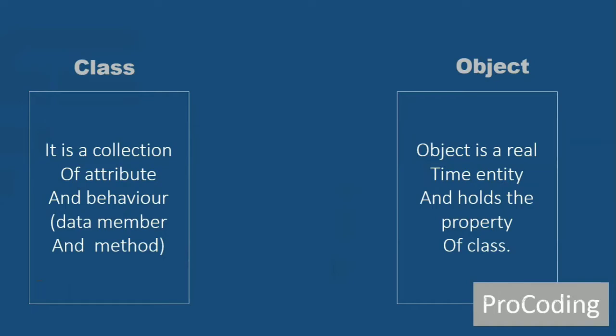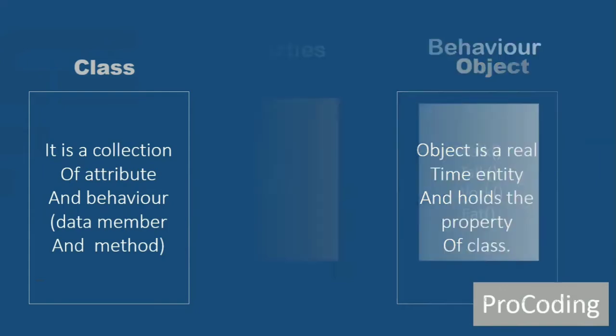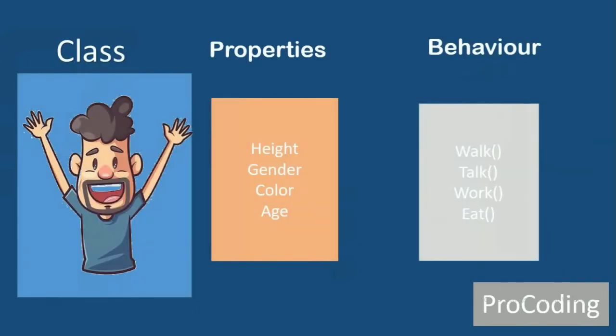So what is a real world entity? A real world entity are the ones which we can touch, feel, hold, etc. They hold the property of the class. Suppose a class of humans. That human class will have some properties like height, gender, age, color, and behaviors like walk, talk, work, eat, etc. Well, I, you and everyone are objects of human class because we hold the property of human class that are like walk, talk, eat, etc.